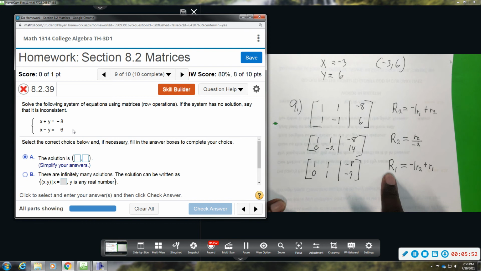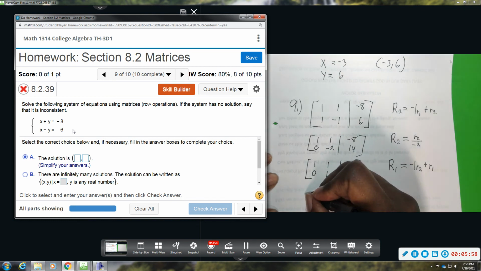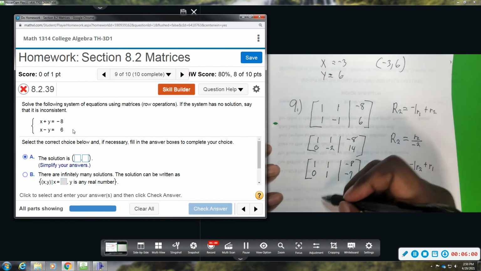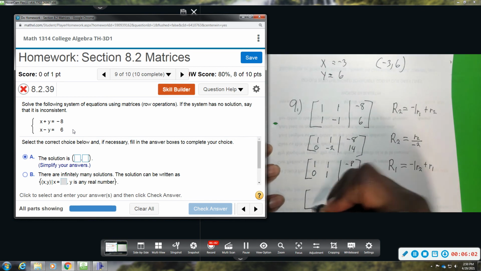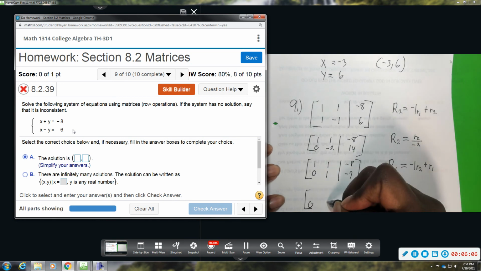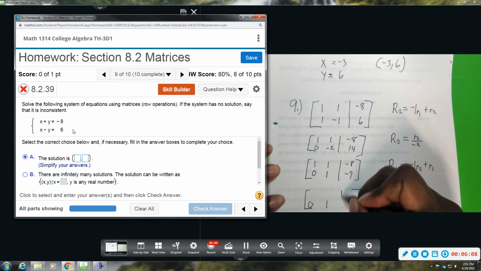So row 1 is going to become -1 times this and add it to this. Okay. So this time row 2 is not changing, but row 1 is. So this is my last operation. So 0, 1, and then -7.